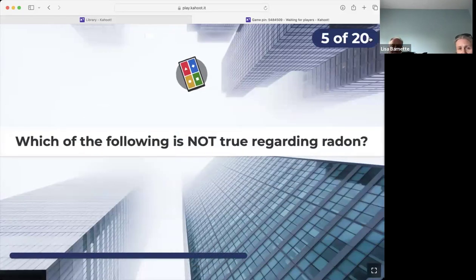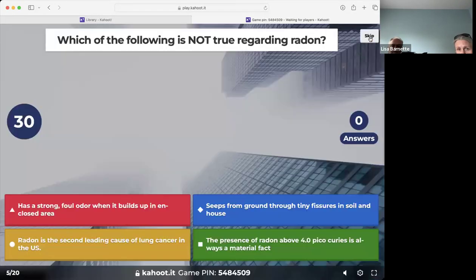Which of the following is not true regarding radon? Has a strong foul odor when it builds up in enclosed area, seeps from ground through tiny fissures in soil and house. Radon is the second leading cause of lung cancer in the U.S. The presence of radon above 4.0 picocuries is always a material fact.